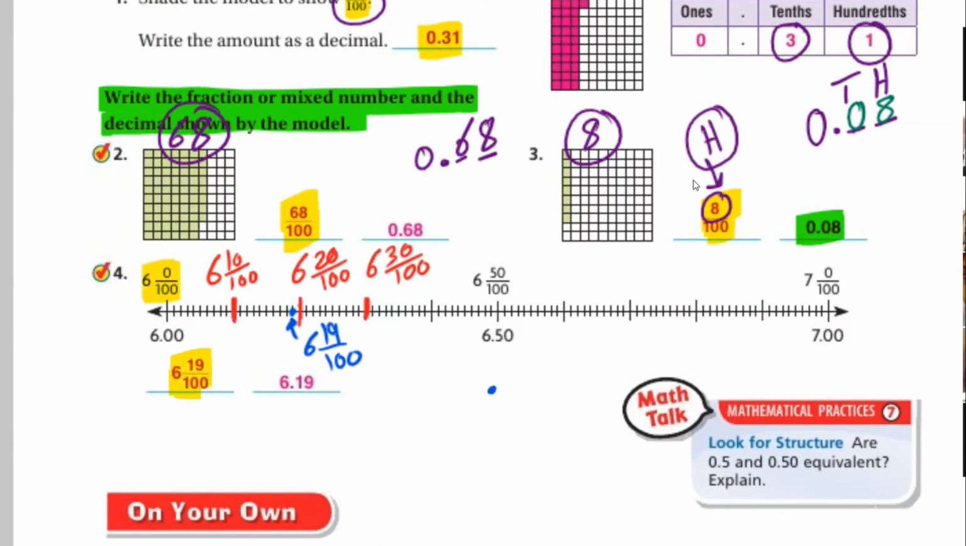How can we write it as decimal? We put the decimal point, and then we put the whole number because we have it, and then put the 19. So we're gonna write the whole number, which is 6, and then 19. That's our decimal number.